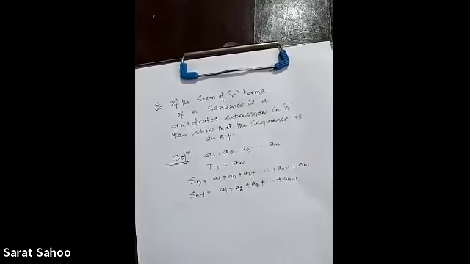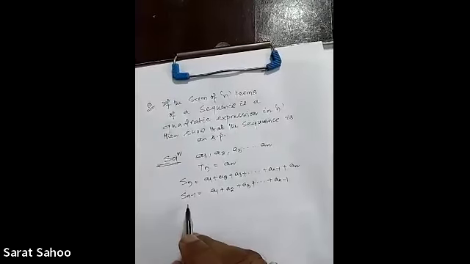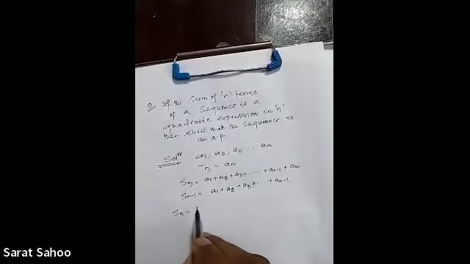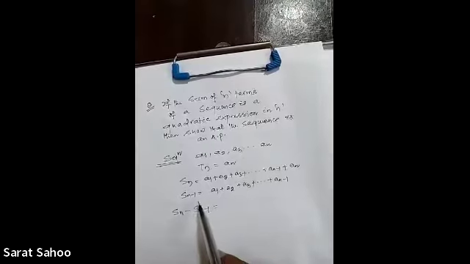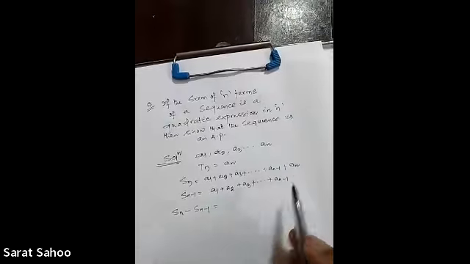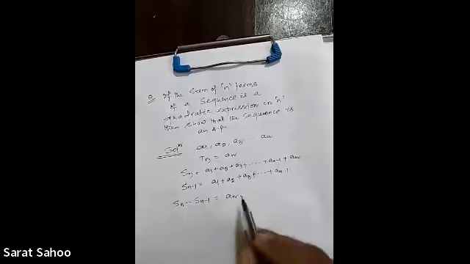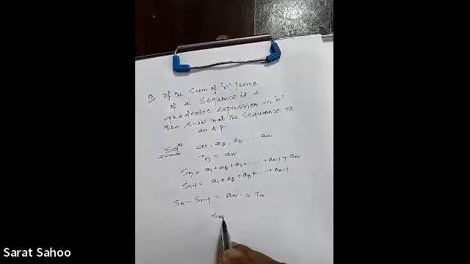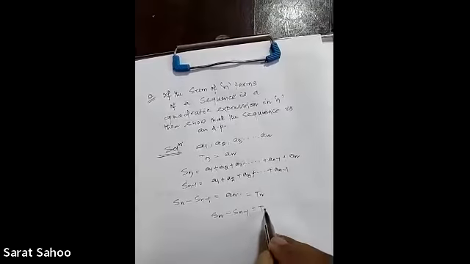Then what will be the difference of the sum of n terms and the sum of n minus 1 terms? Sn minus Sn minus 1: if you subtract the second equation from the first one, only An will be left over, which is your nth term. So note it down: Sn minus Sn minus 1 is equal to Tn.